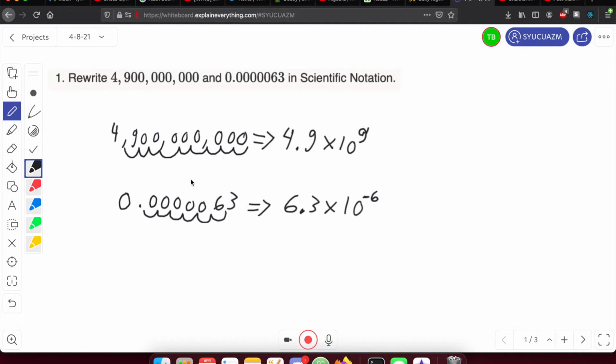And really, this becomes even more valuable the larger or smaller the number becomes. It's just a lot easier to write out this number as this value in scientific notation. So it's just a standard, but it's very helpful to know.